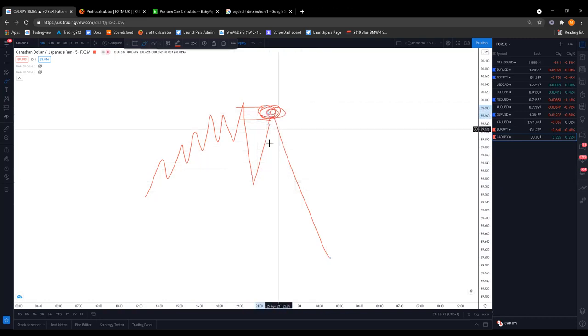We want to be able to refine all the way down to something like the 1 minute, 5 minute, so you're able to catch that trend change right when it's happening. So that's what I suggest you do.